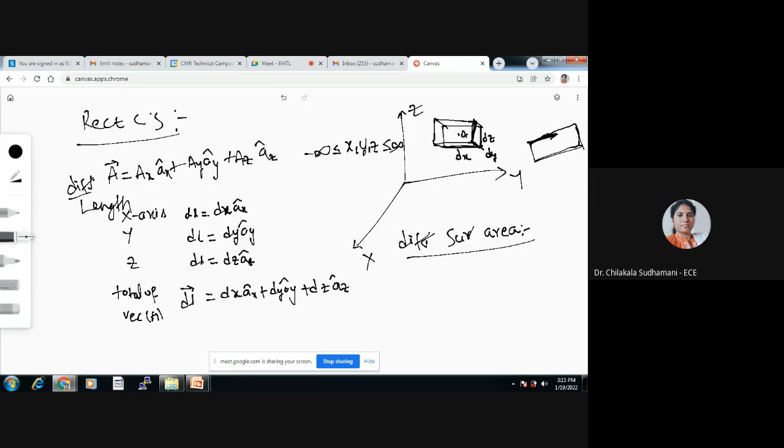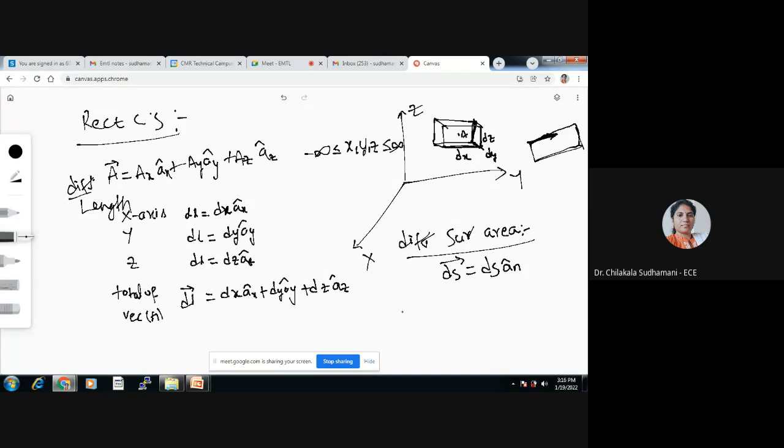Surface area, differential surface area means for a small particle, if I am calculating, I can say it as differential. But area means if you measure the area of any device or any object, then it is length into breadth, right? So the formula for calculating the differential area is d s bar equal to ds, its magnitude, and a n cap. See the difference between length and area. Area is given as ds into a n cap. What is ds here? The measure of the length into breadth value.